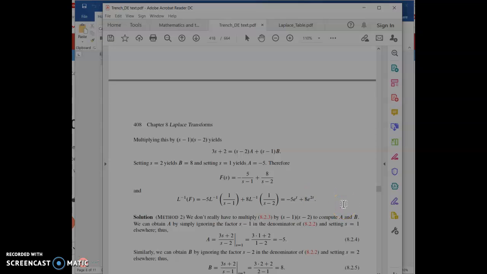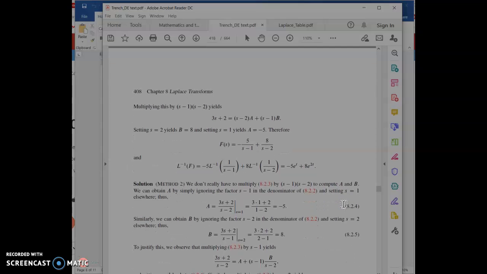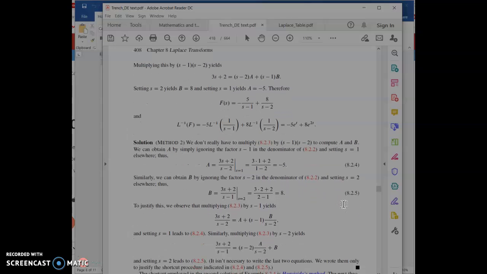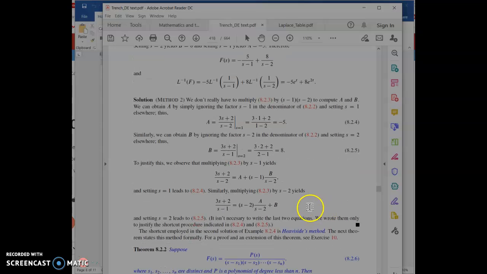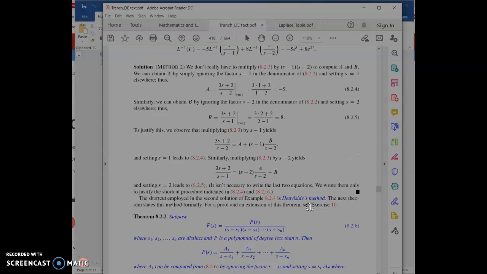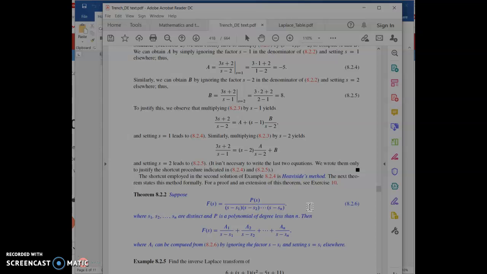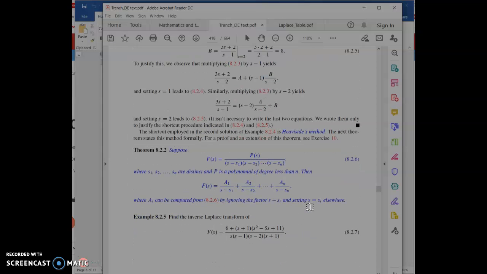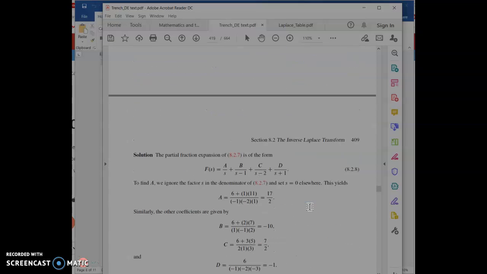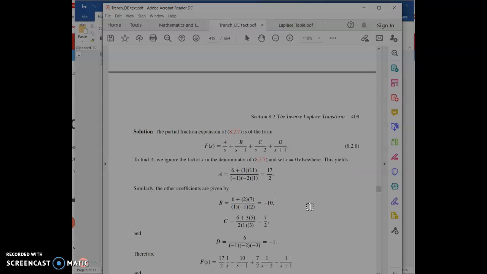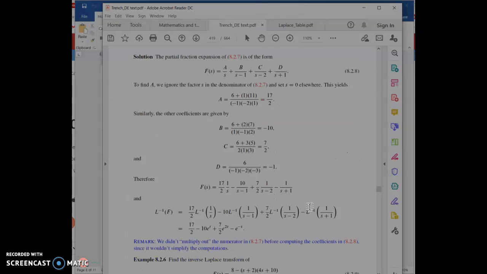Then they have a second method of doing that called the Heaviside method. I'll come back and talk about that later. Let's skip over it for now. It's just really a shortcut for doing the algebra. You can see here they call it the Heaviside method. Theorem 8.2.2 explains this method. And it's fine. It's a little shortcut. I'll show you an example later. They're using that method here in the solution.